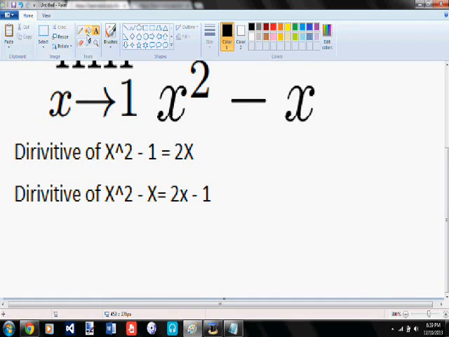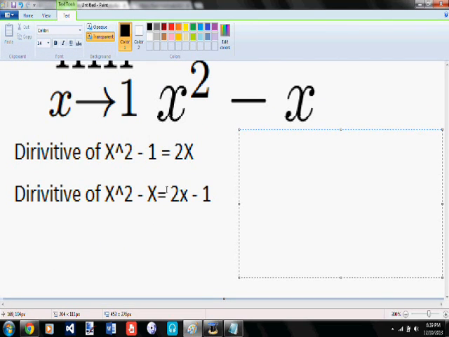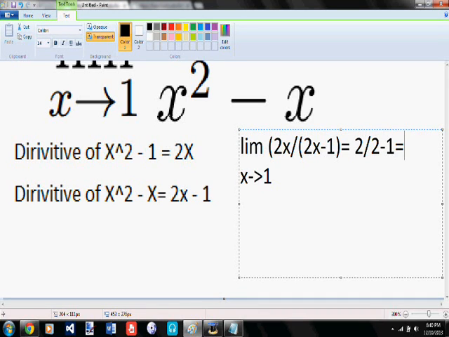So we end up with the limit of 2x divided by 2x minus 1 as x goes to 1. And what this limit is going to be is, well, let's see, 2 divided by 2 minus 1, which equals 2 divided by 1, which equals 2.